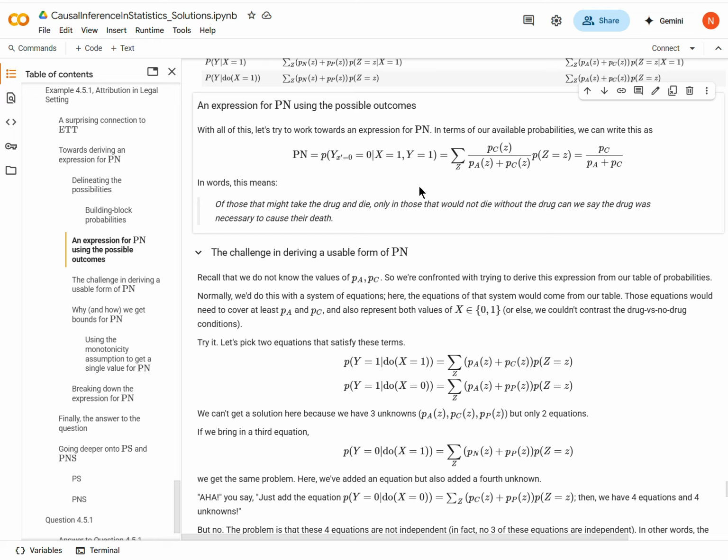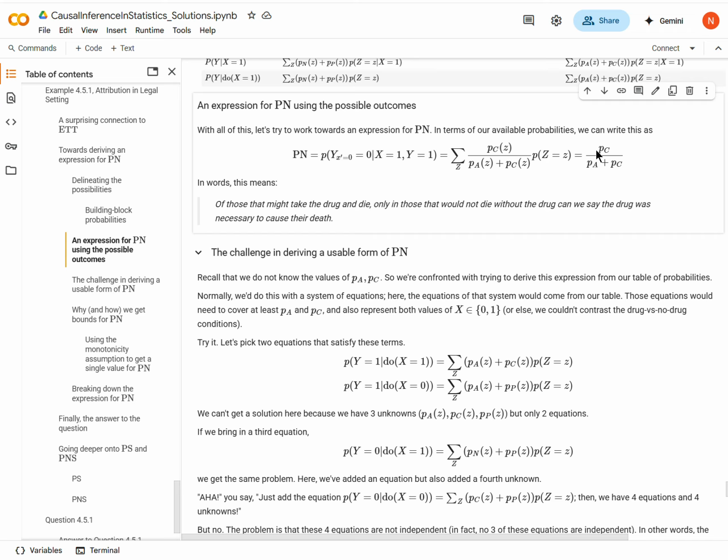Well, I think another way that we could say that is, of the people who would have died when taking the drug, for whom did the drug cause death? Okay, so just by using that type of logic, you get this expression right here. It's the people who died because of the drug, or would die because of the drug. Okay, again, these are hypothetical situations.